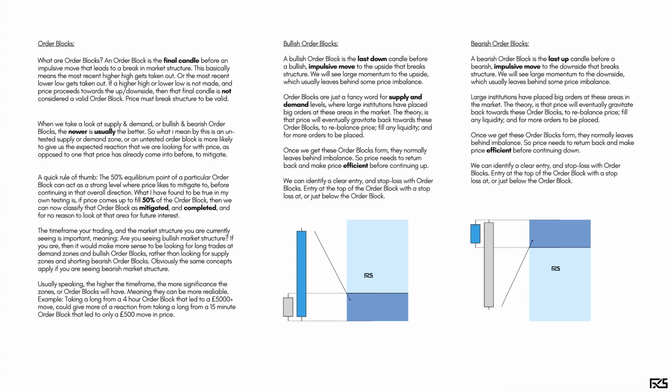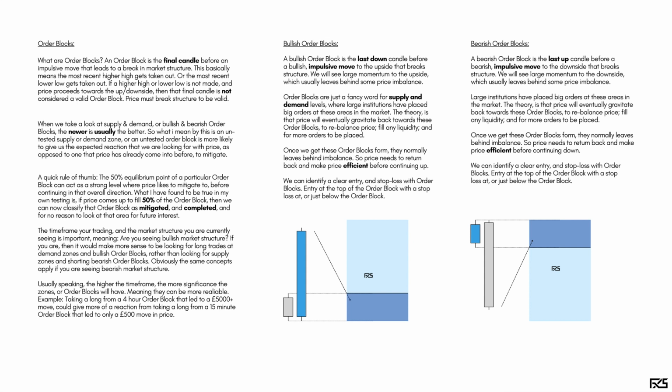Now there's a lot of information here, so definitely write some of this down, get a notepad, and let's get into it. So starting at top left, order blocks. So what are they? Well, an actual order block is the final candle before an impulsive move that leads to a break in market structure. This basically means the most recent higher high gets taken out, or the most recent lower low gets taken out. If a higher high or lower low is not made and price proceeds towards the upside or downside impulsively, then that final candle before that move is not considered a valid order block. Price must break structure to be valid.